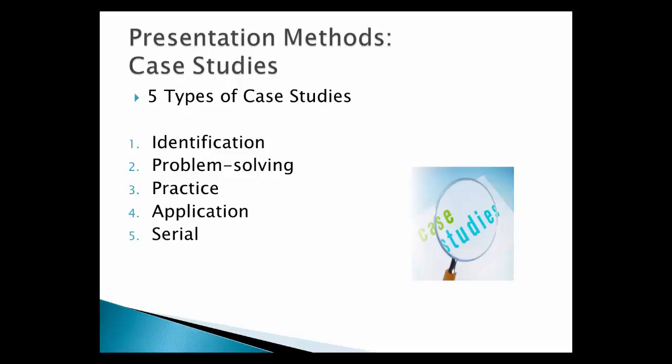The fifth type of case study is serial. This one uses an initial situation and progressively adds new elements for the learner's consideration. So, a serial case can save time over the other four cases since learners already understand the background of the case and can focus on the element, idea, or skill being introduced.